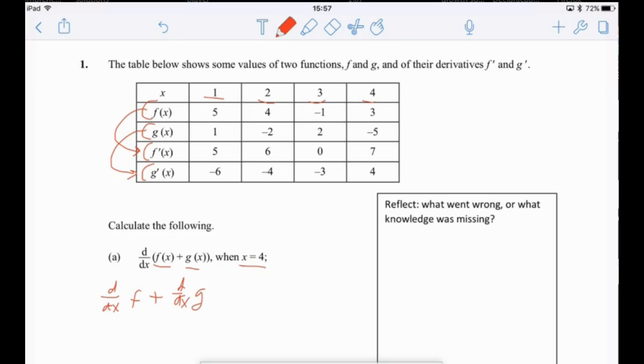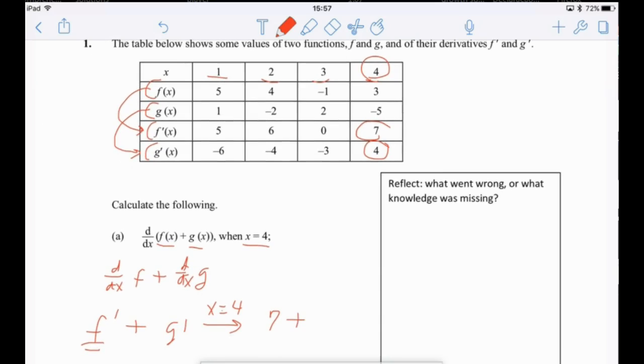So we do know that the derivative of f is f dashed. And we do know that the derivative of g is g dashed. And we wanted to evaluate it at x equals 4. The value for f dashed at x equals 4 is 7. The derivative of g dashed at x equals 4 is 4. So we know that this one is going to be 7. And we know that this one is going to be 4. So the answer is going to be 11. Okay, that wasn't so bad, was it?